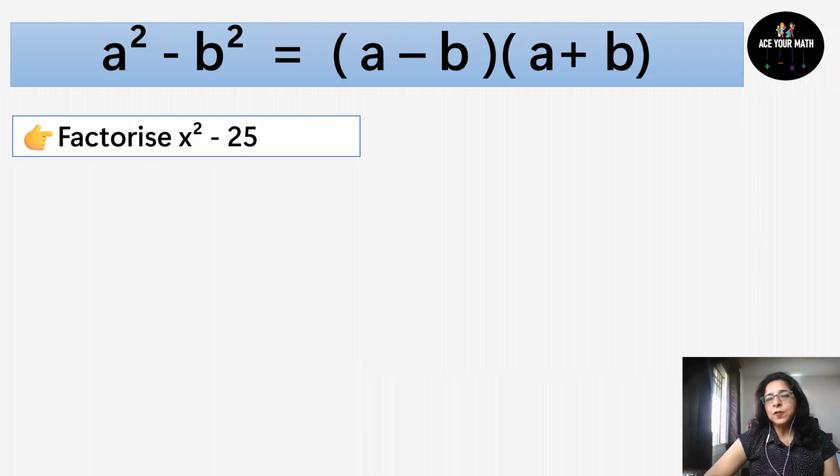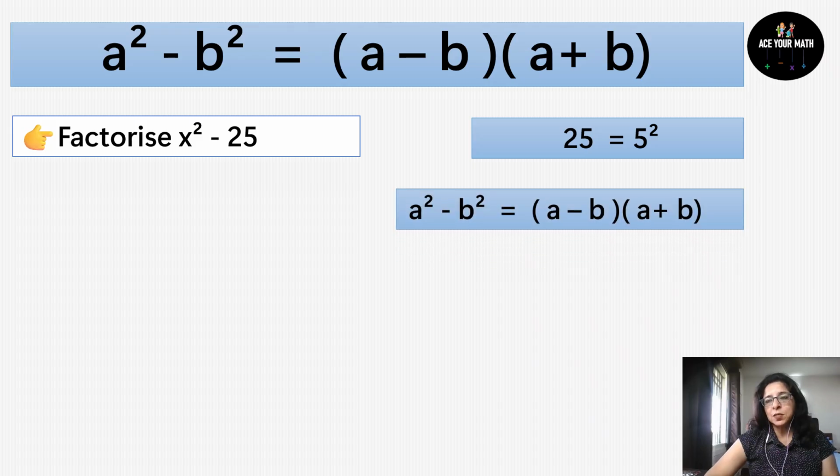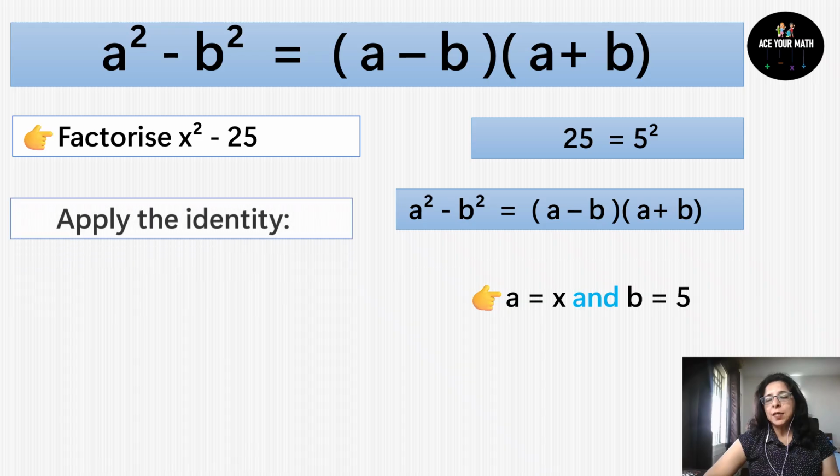Now if you see, the first term is in the form of square and there are only two terms given to you. And 25 you can write as 5 square. It means you can directly use the identity a square minus b square. That will give you a minus b and a plus b. So what is your a here? Your a is x and what is your b? B is 5. So you will directly apply the identity here.